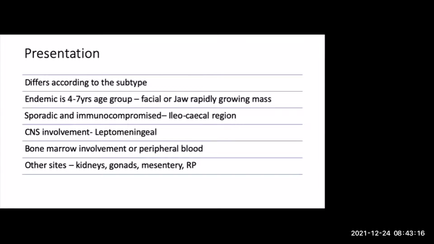CNS involvement and marrow involvement are seen in advanced cases, and we also see a leukemic presentation of Burkitt's lymphoma, which we call Burkitt's leukemia. Other sites in the body, like kidneys, gonads, mesentery, retroperitoneal nodes, and eye, can be involved with Burkitt's lymphoma.